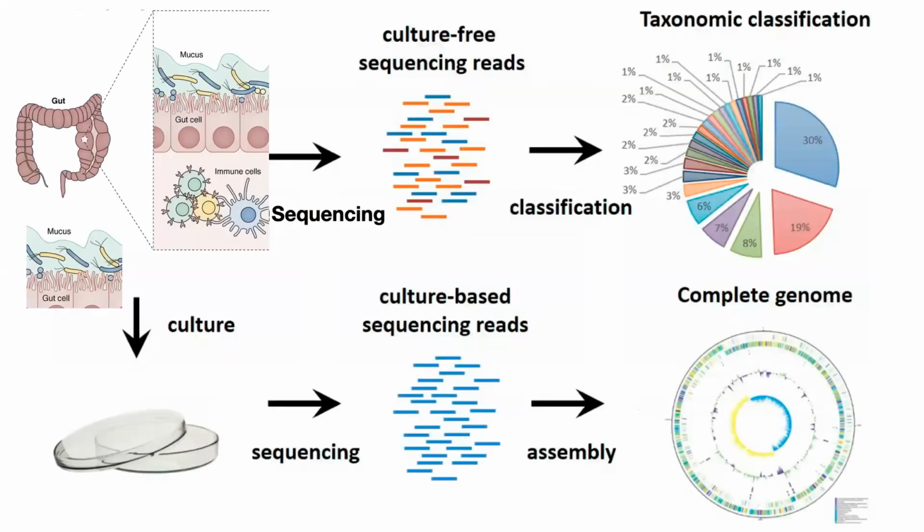So a lot of times, how is this used? For example, we can sequence a sample from the gut. We can know that the gut contains some kind of pathogen in the mucus, or potentially the immune cells are attached to those viral sequences. And those could be sequenced without any culturing, and then we can use it for taxonomic classification.